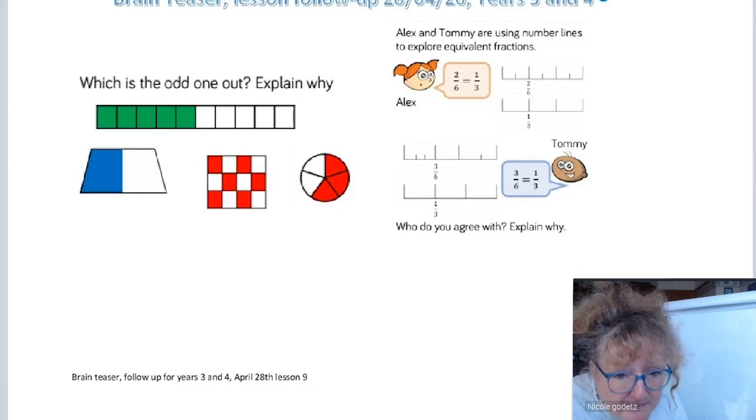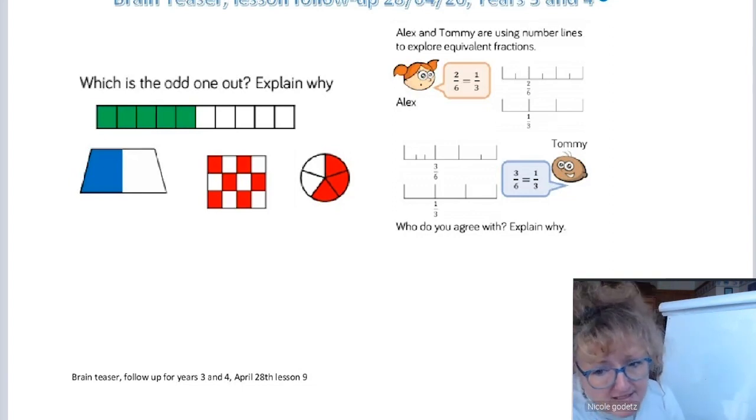Let's look at Tommy's. Now, I'm looking at Tommy's top number line. Yeah, Tommy's looks a little bit dodgy, doesn't it?